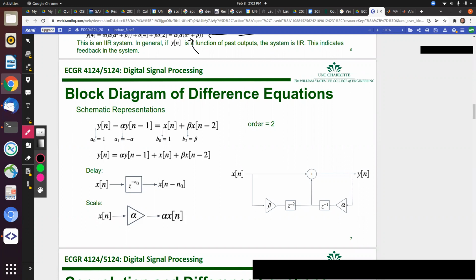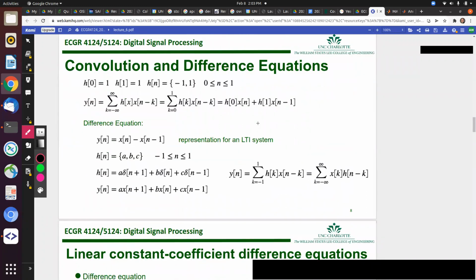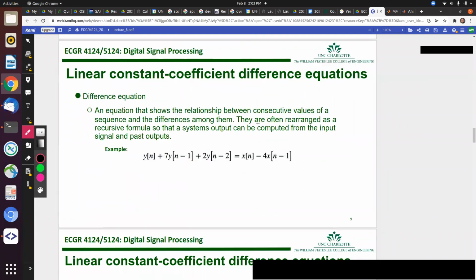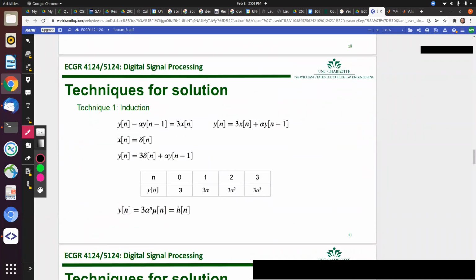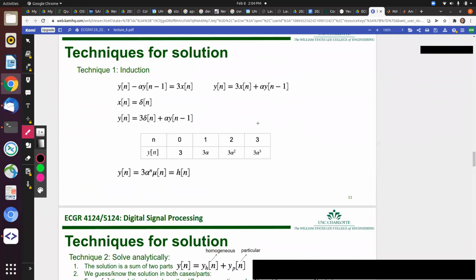Schematic representations. This shows you how to draw a schematic. What I really want to focus on is how you're going to solve a difference equation. I'm going to skip all this and come back over it. I want you to have the skills to solve a difference equation, and we have 10 minutes to do it. So that's going to happen right now.